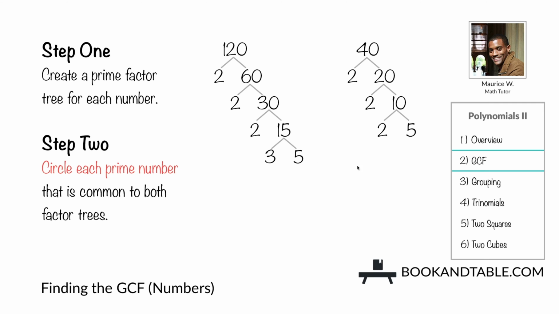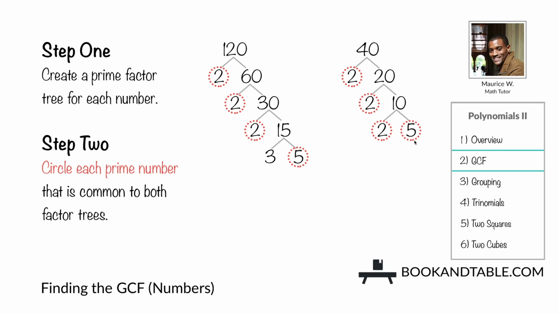So once you create a prime factor tree for each number, the next thing you want to do, step 2, is circle each prime number that is common to both factor trees. So we have 3 2's that are common to each factor tree. We do not circle this 3 since this factor tree does not have a 3. And we circle this 5 since this factor tree also has a 5.